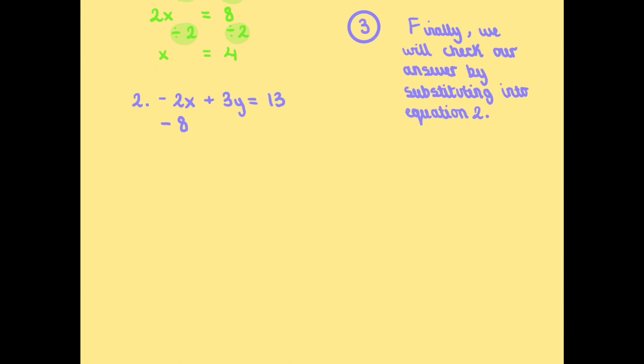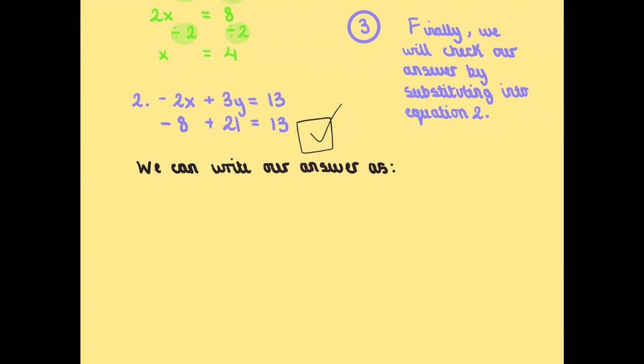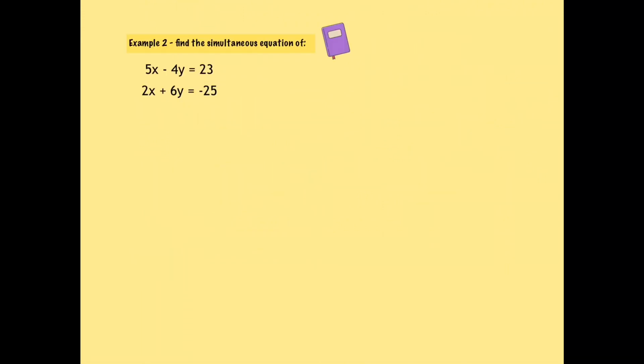So since x was 4, you would do minus 2 times 4, which is minus 8, plus 21, which is 7 times 3, equals 13. So now your answer is correct, and you can write your answer as either x equals 4, y equals 7, or as a coordinate. Now for our next question.